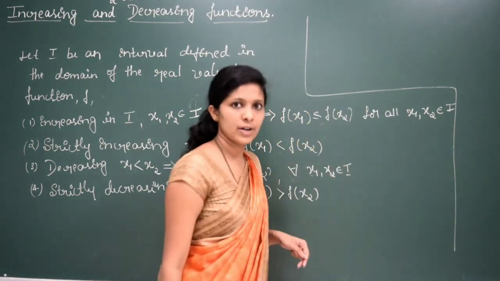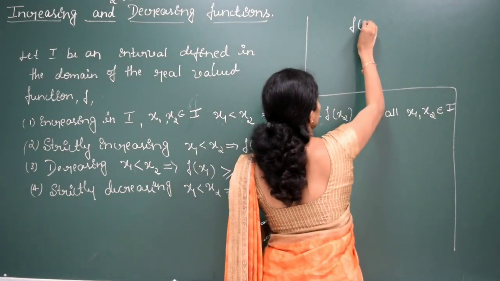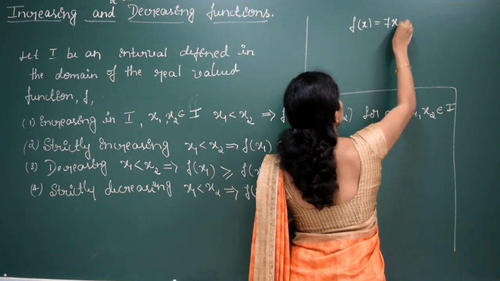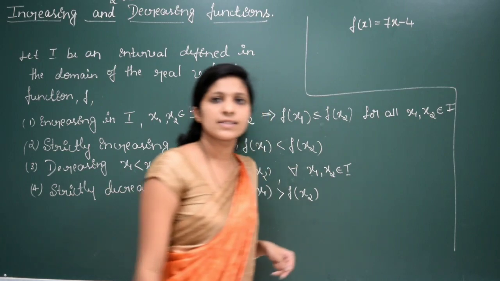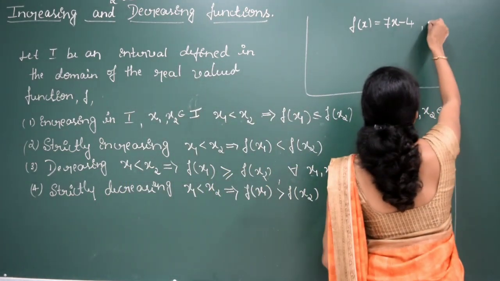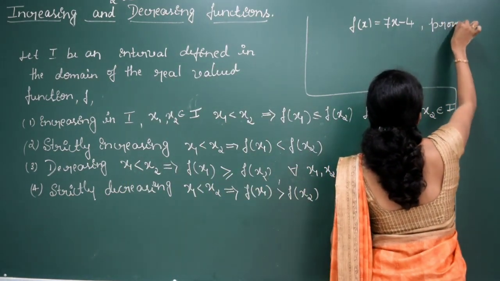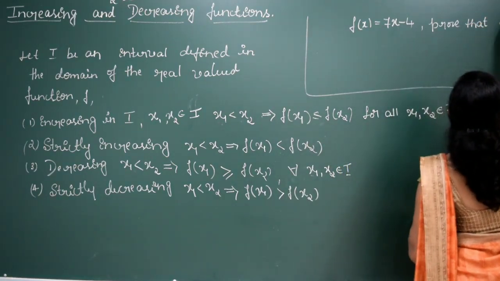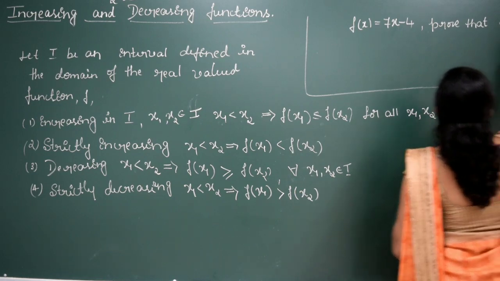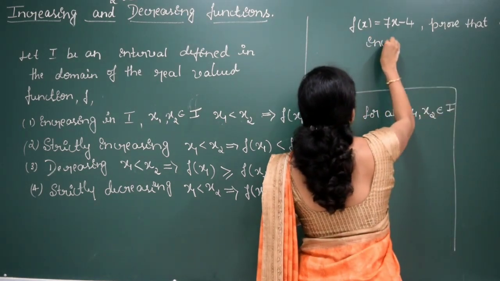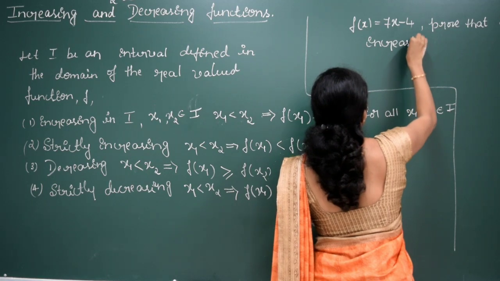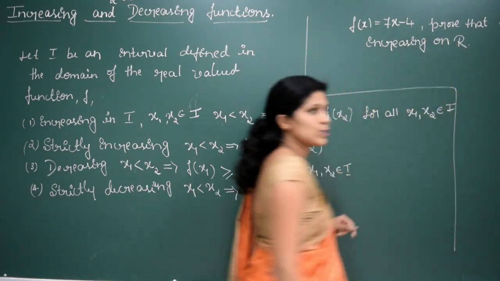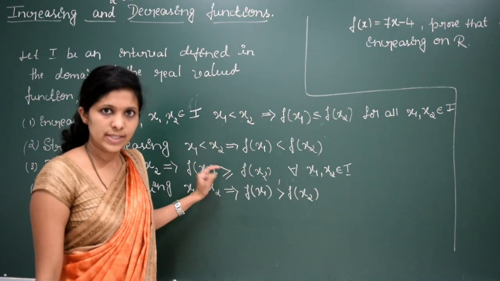Let us consider the function f of x is equal to 7x minus 4. Prove that it is increasing on R, I mean on the set of real numbers the function is increasing. We have to prove this. This one we will prove by using this method.